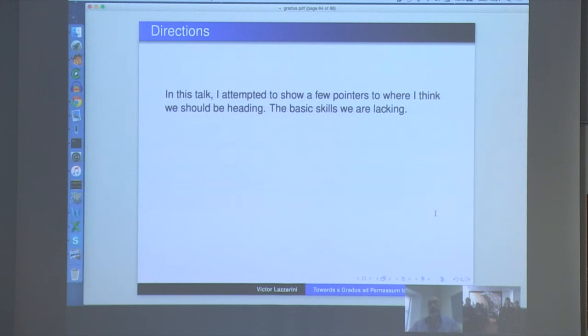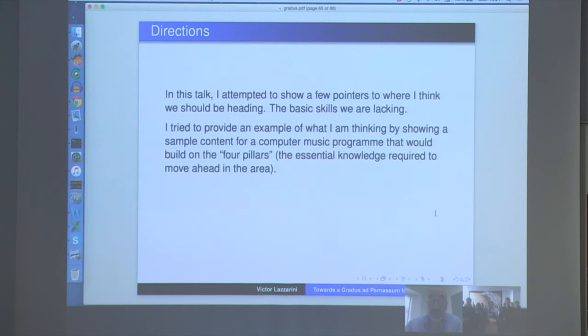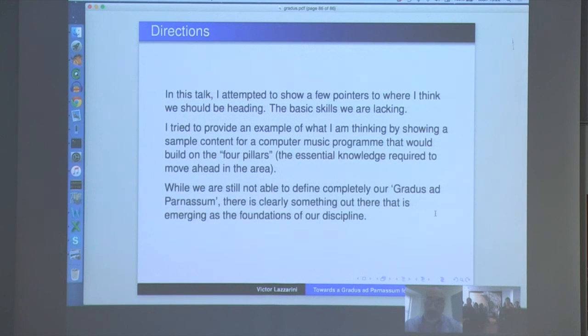So I wanted to try to show a few points on where I think we should be heading and the basic skills that we're lacking. In doing that, I tried to provide an example of what I'm thinking, showing sample content for a computer music program that would be built on the idea of four pillars, which is essential knowledge required to move ahead in the area. We're not really at the point where we can define a Gradus ad Parnassum, but there's clearly something out there that's emerging as the foundations of our discipline. And the ideas that I brought in this talk are but the kickstart of this discussion. Thank you.